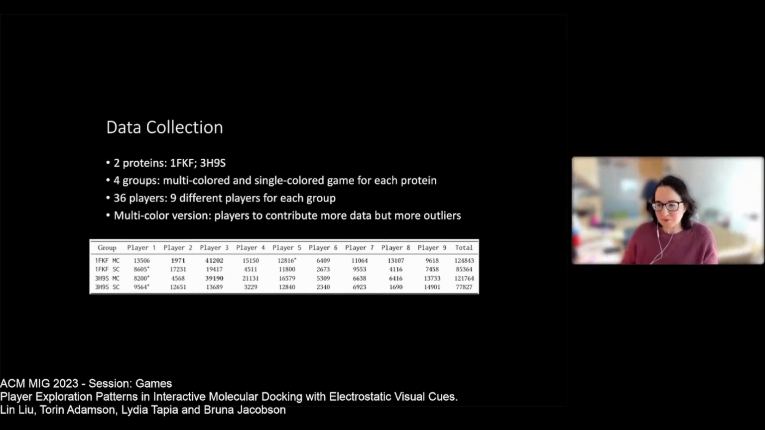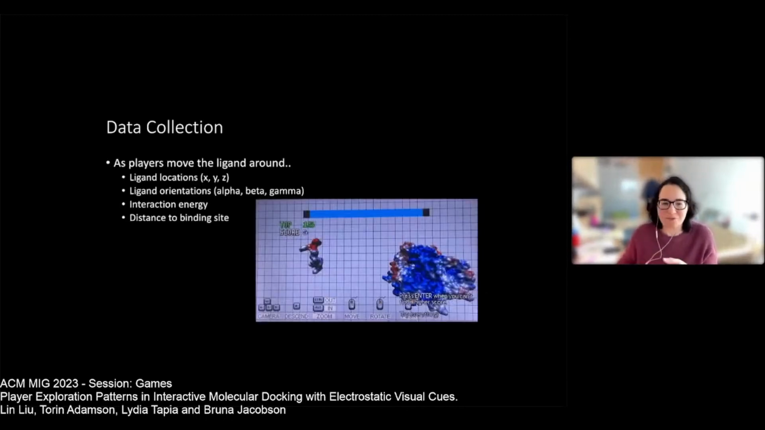So after we collect the data, what is the data we're collecting? We're collecting the ligand locations, the XYZ locations of the ligand, and the orientation, so how the player is rotating the ligand. Remember, if it is rigid, you can rotate it around an origin, which is the center of mass of the ligand. There is an interaction energy that's calculated the entire time, and the distance to the known binding site. The user doesn't know where the binding site is, but we can tell how close or far they are.